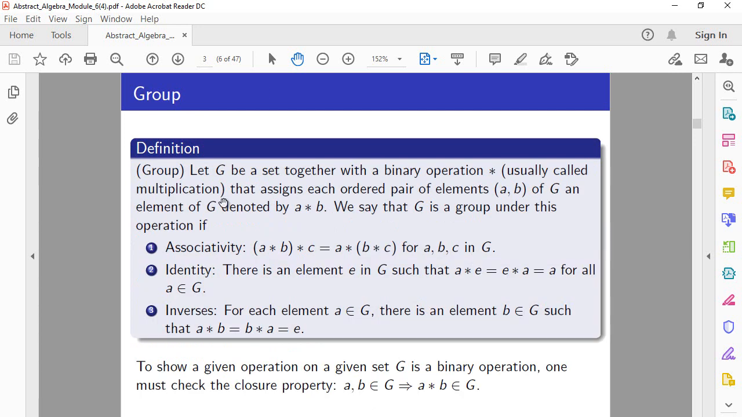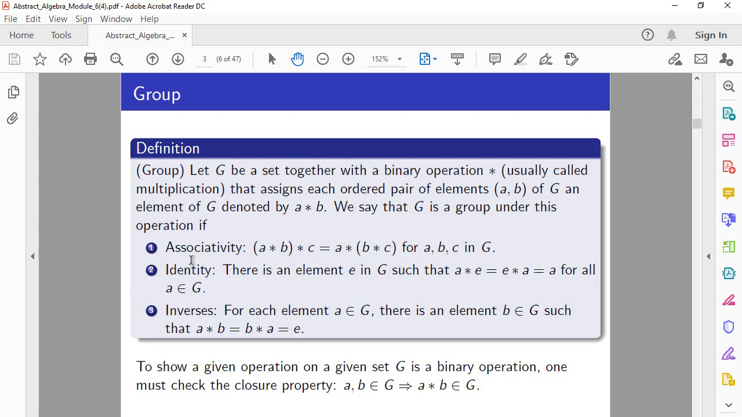So what is a group? A group is a set G together with a binary operation star, and usually the operation is called multiplication unless otherwise we say that it is addition. So a group is a set G together with a binary operation that satisfies 3 properties.